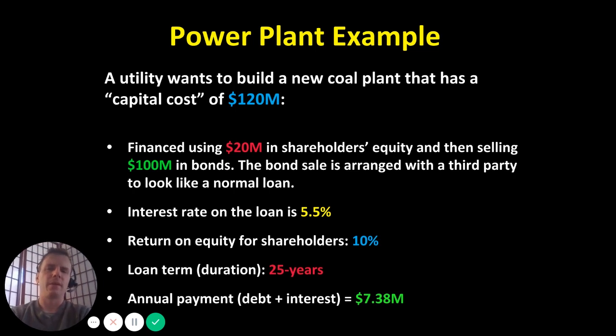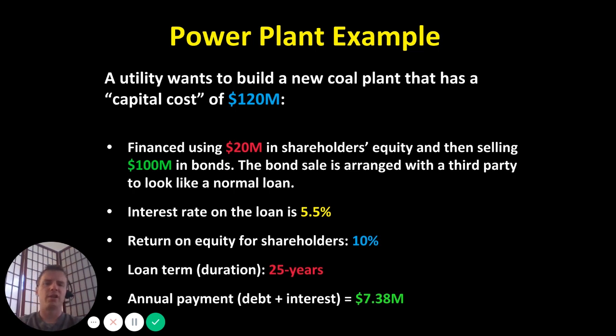And let's say that we know that this infrastructure is going to be mostly financed, right? And so let's say that $20 million of that $120 million capital cost is going to come from shareholders' equity. So the utility is going to borrow $20 million from shareholders in year 0 to build the power plant. And then it's also going to sell $100 million in bonds to raise the remaining part of the capital cost.